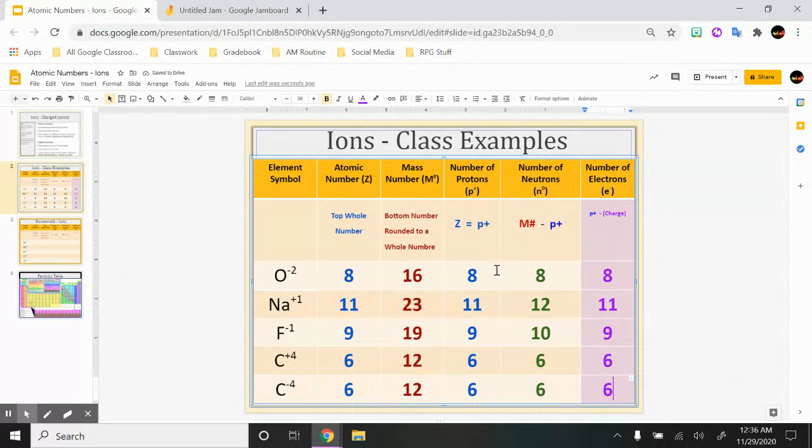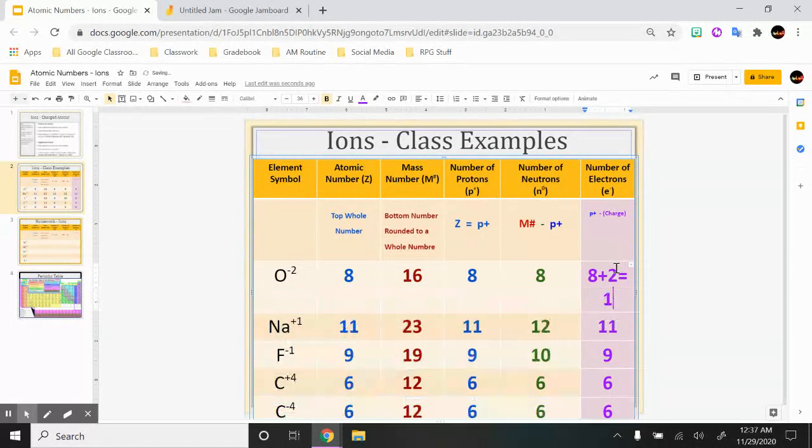So now this is where things change. This is where we need to look at our number of electrons and look at the charges. So remember, when we gain electrons, our atoms become negative. When we lose electrons, our atoms become positive. So basically what we're going to do here is look at the charge. And if it's negative, we have gained electrons, so we have to add to this number over here. So if I have -2, that means I gained 2 electrons. So I'm going to add 2 to that and get 10.